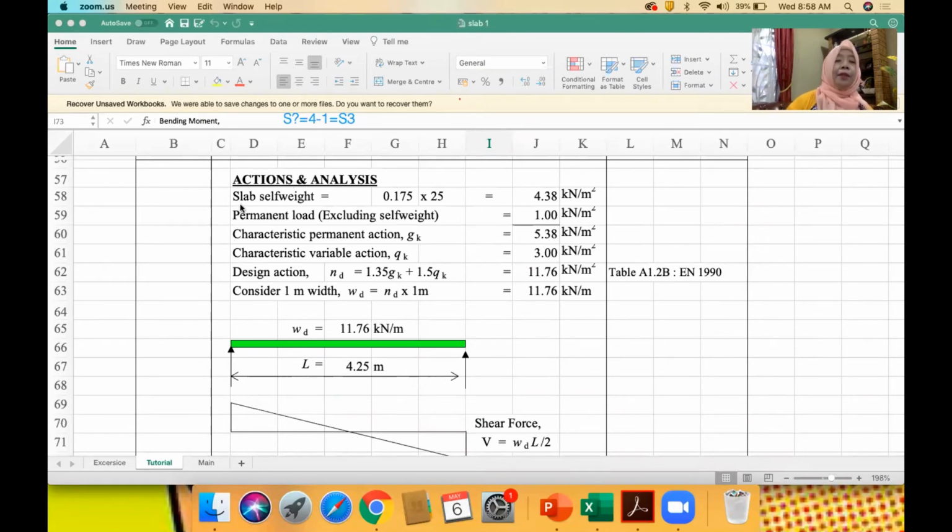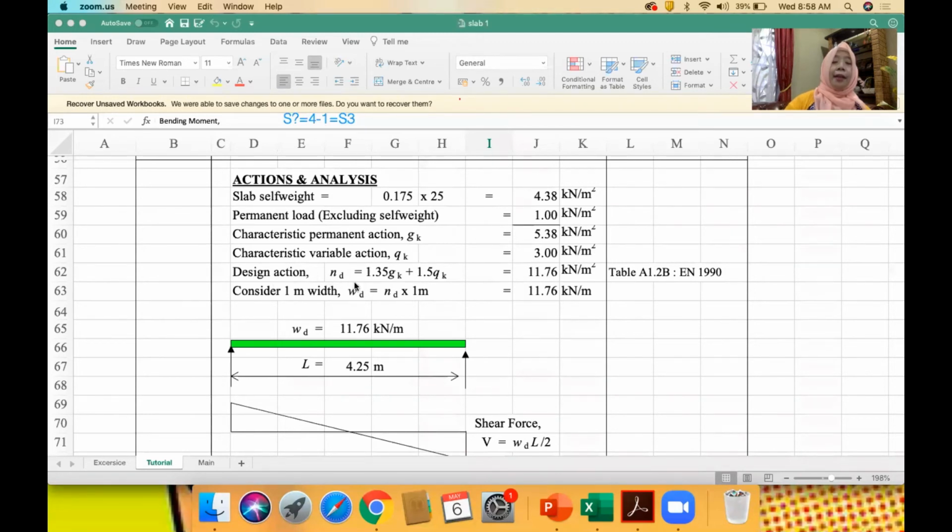Okay, now the action. Just now we got the slab height. Therefore, you can find the slab self-weight. This is the height of the slab times the density, not the concrete strength. This is the concrete density. So we got 4.38. Permanent load excluding self-weight just now given 1.0. Therefore, you need to calculate up here 5.38. And then this is the variable action given 3.00 kilonewton per meter square.